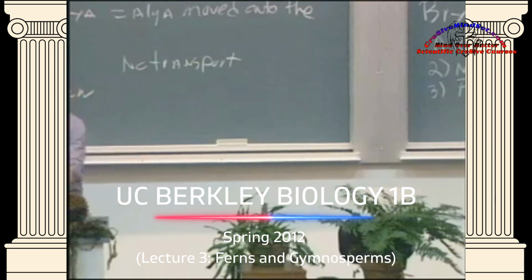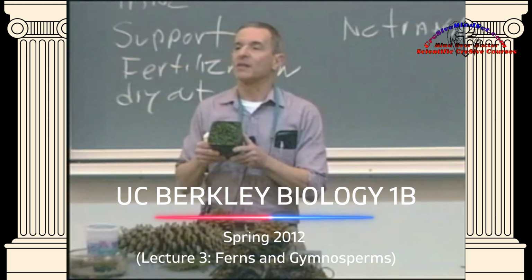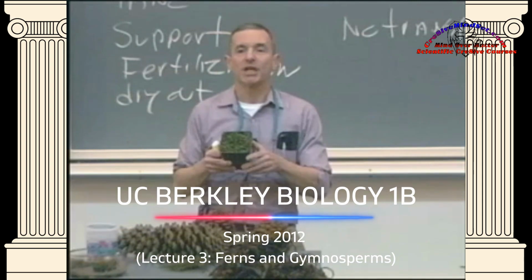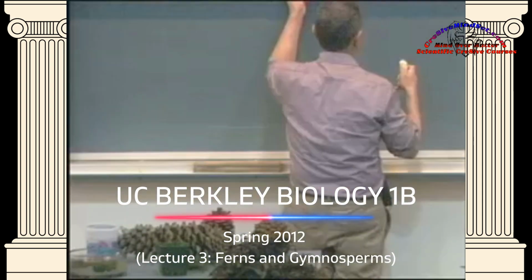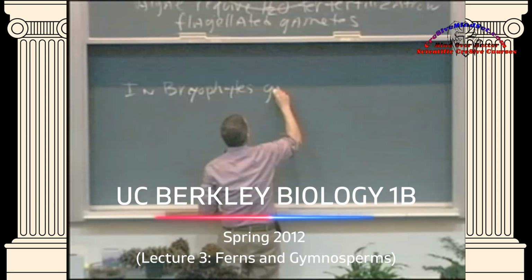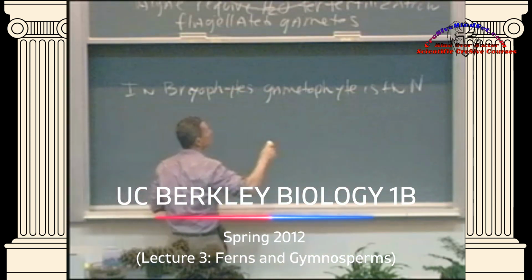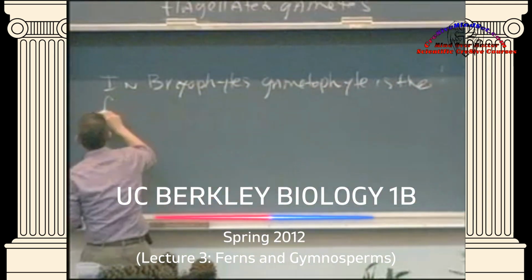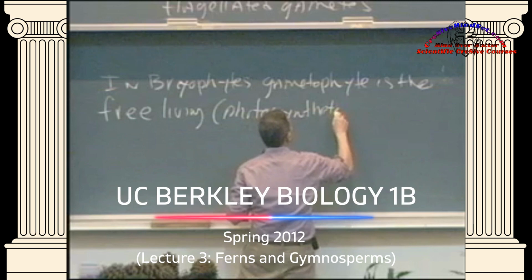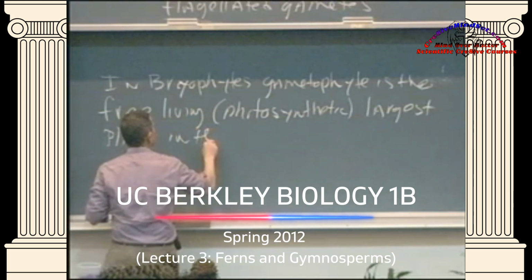In the bryophytes, unlike the algae, where we drew the sporophyte and the gametophyte and we said nothing about their size, I want you to listen to this: in the bryophytes, the gametophyte, or haploid generation, is the free-living photosynthetic generation, the largest plant in the life cycle.